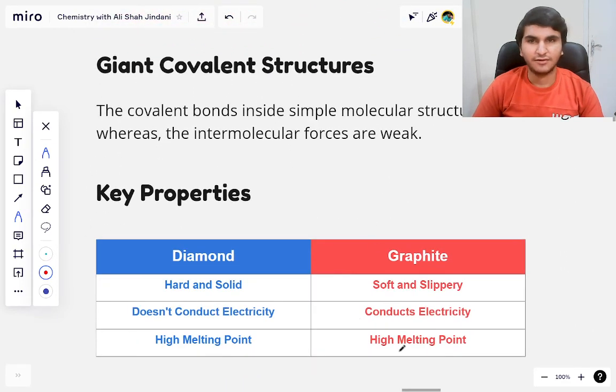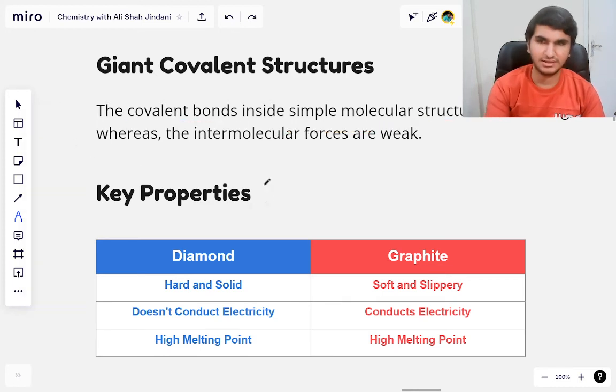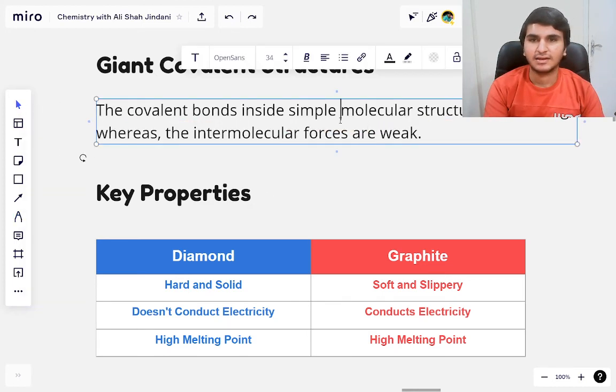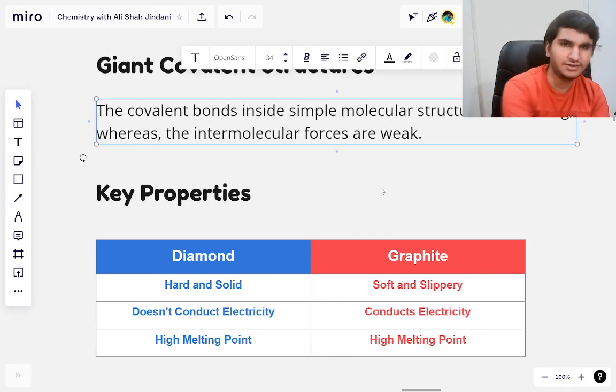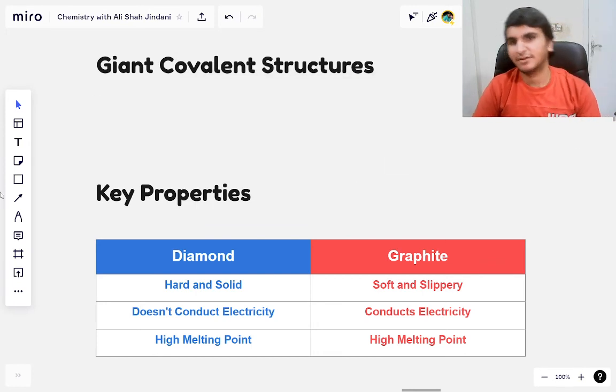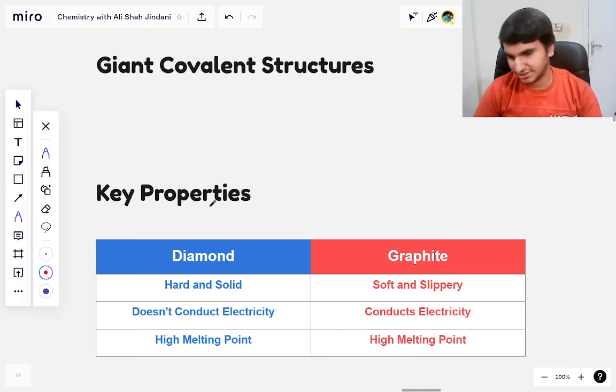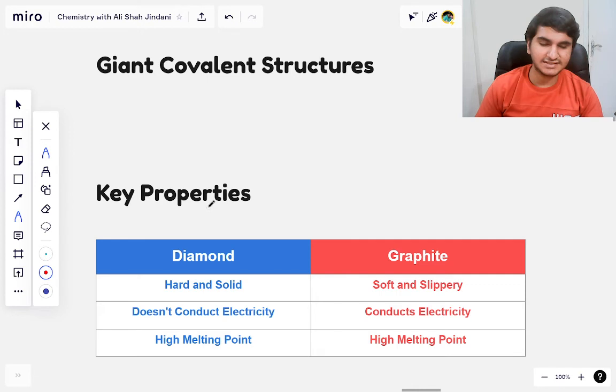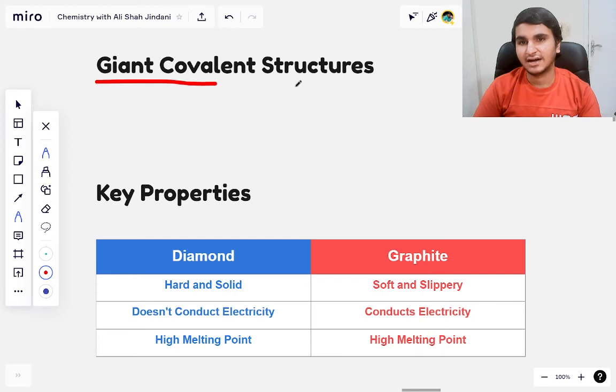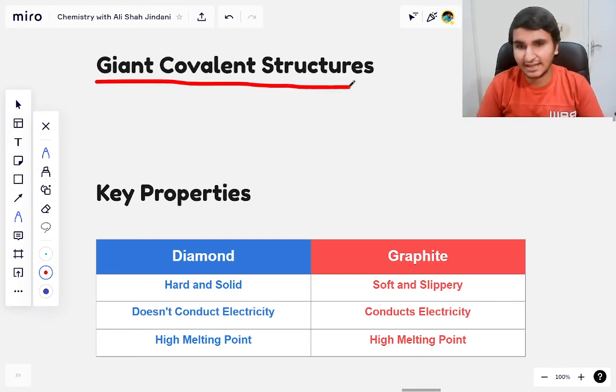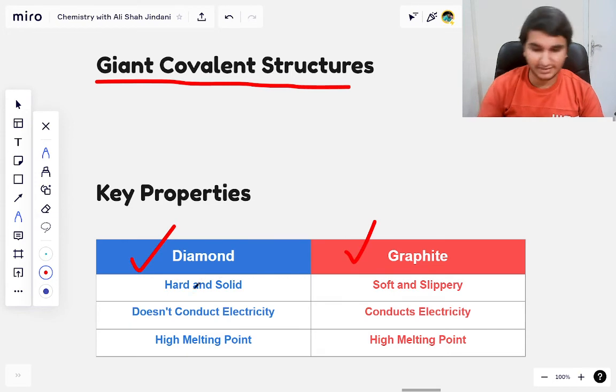And finally, we have giant covalent structures. Actually, this shouldn't be over here. So now we are going to talk about the giant covalent structures. They are a bit different from the molecular structures. Why? Because they are giant, they are vast, and they contain loads and loads of atoms combined together. One example is diamond. Another example is graphite.